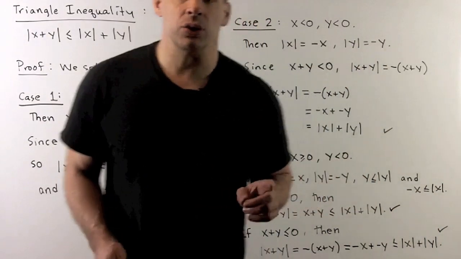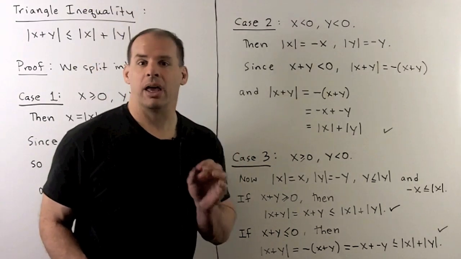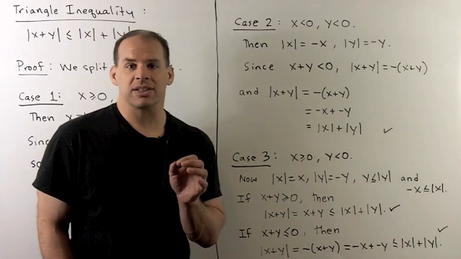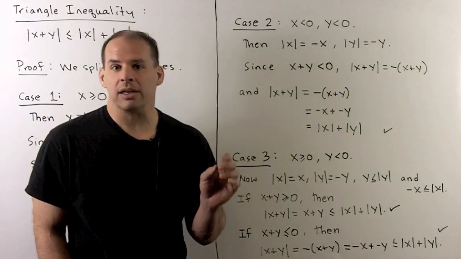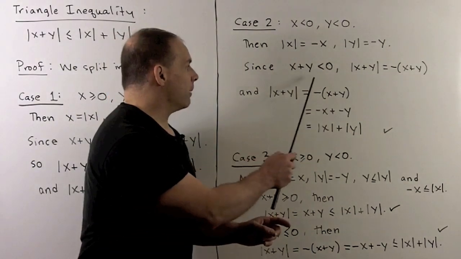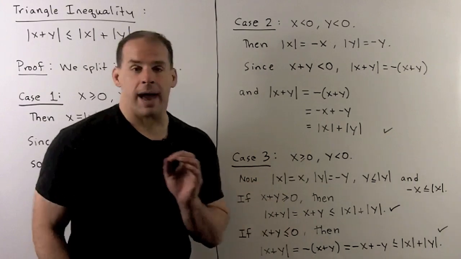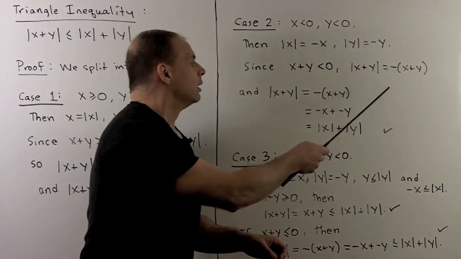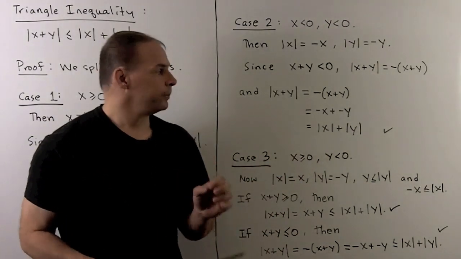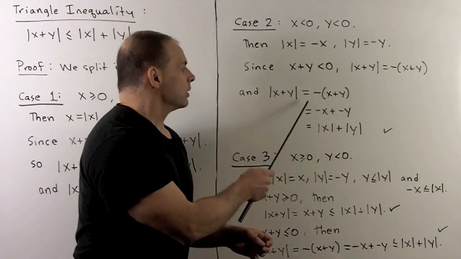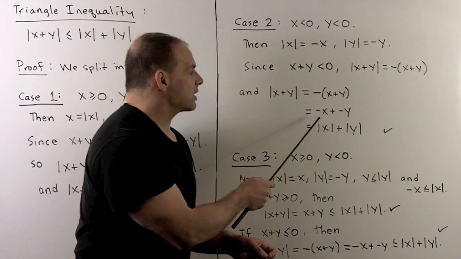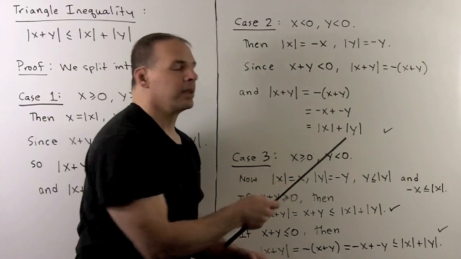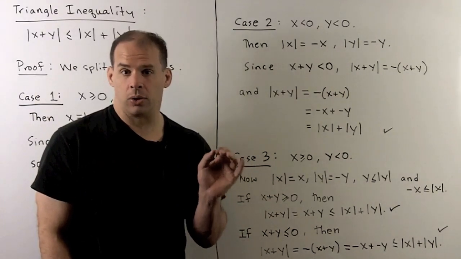Next, we assume that both x is negative and y is negative. So here I'll have absolute value of x is minus x, absolute value of y is minus y. If we take their sum, we'll have a negative number, so the absolute value of x plus y is equal to minus x plus y. Same as before, we follow out the equalities. So absolute value of x plus y equals minus x plus y, which is equal to minus x plus minus y. That's equal to absolute value of x plus absolute value of y. And as before, that implies a triangle inequality.